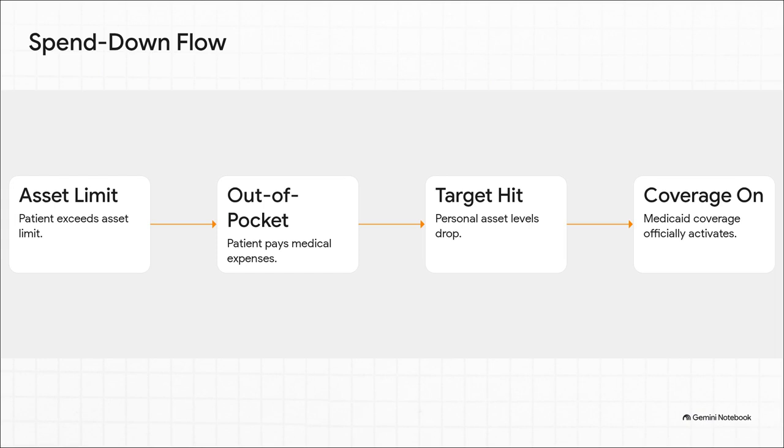Step 1, the patient exceeds the state asset limit. Step 2, they literally pay for their medical expenses out of their own pocket. Step 3, they continue doing this until their personal asset levels drop down to that required threshold limit. And finally, Step 4, the target is hit. At that exact point, Medicaid coverage officially activates and takes over.